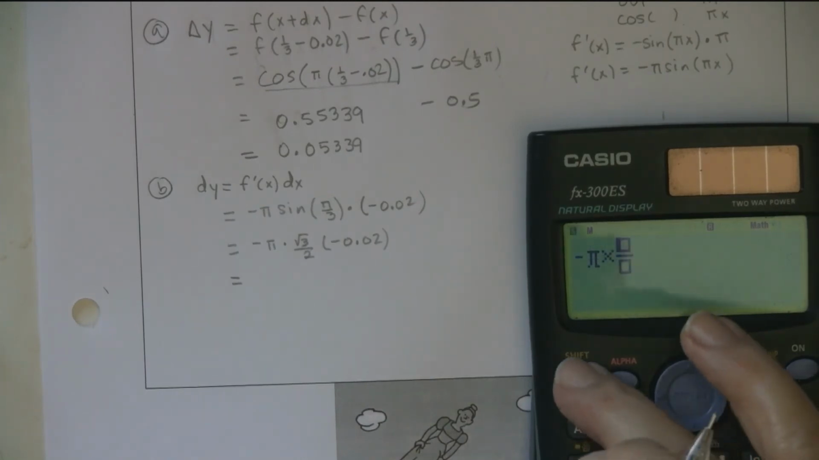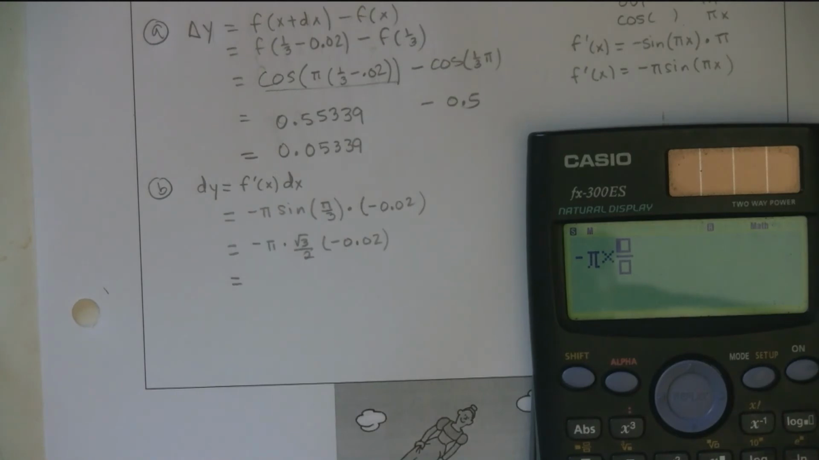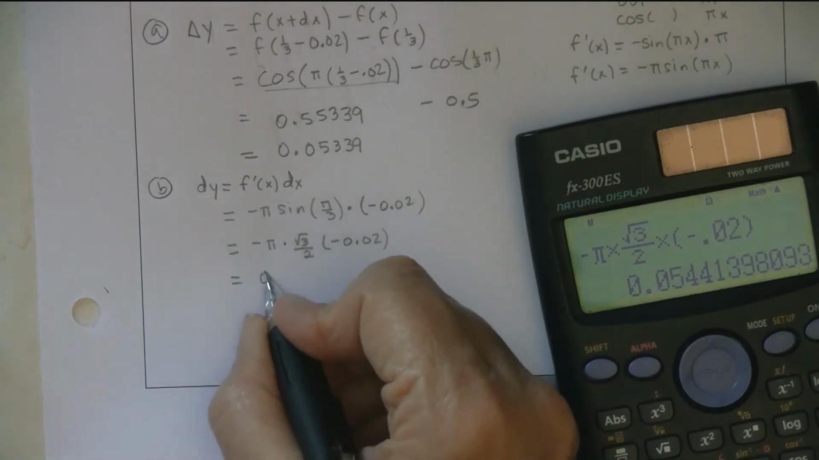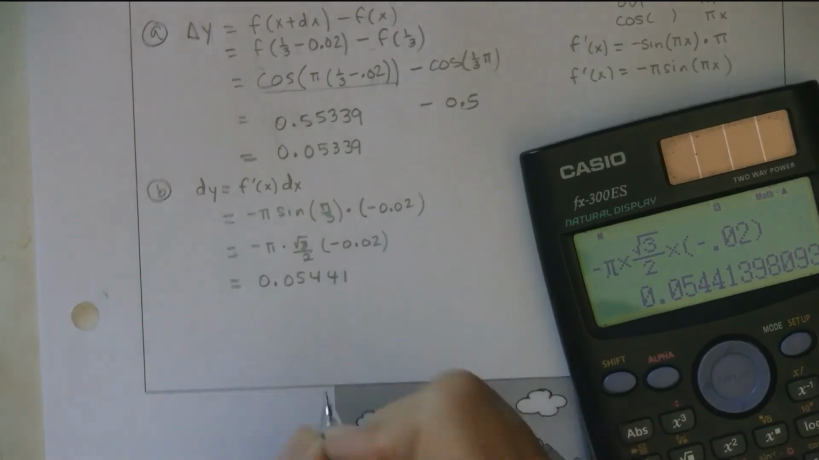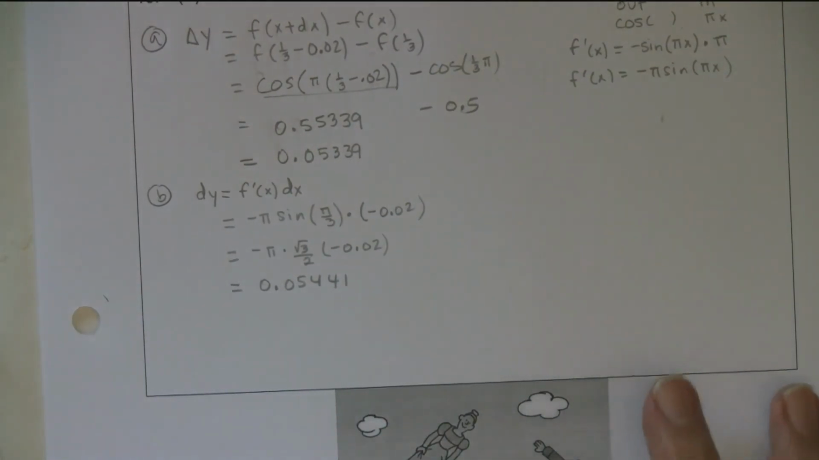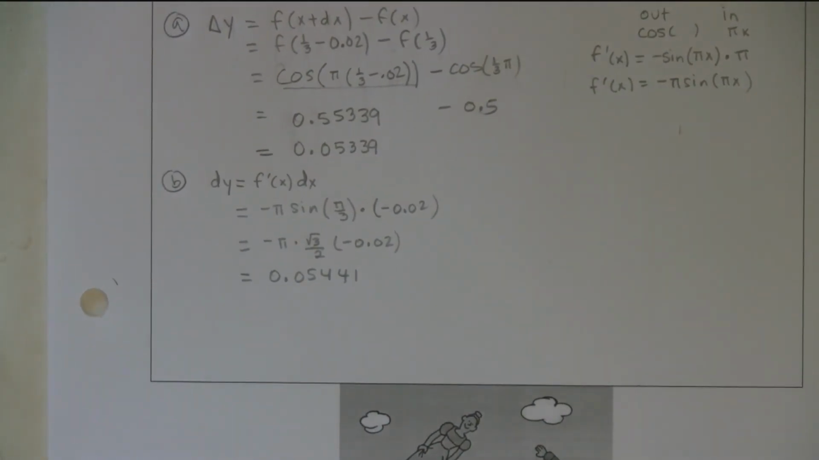So the square root of 3 over 2. So that's what I get when I estimate it, right?